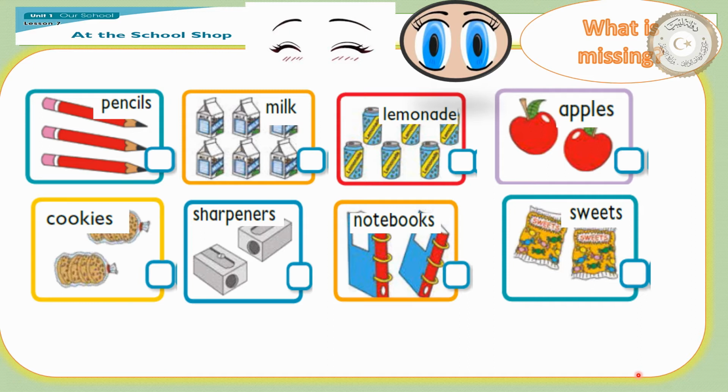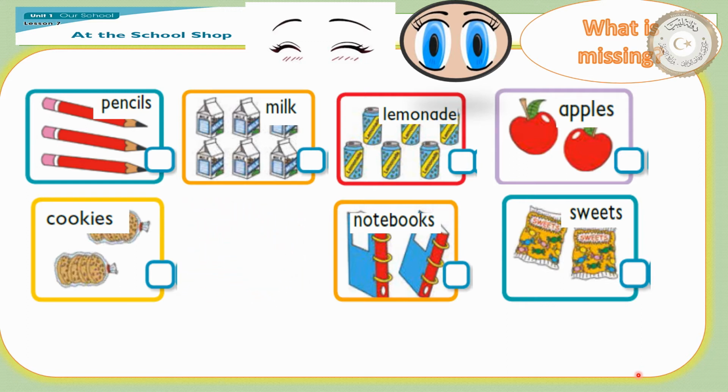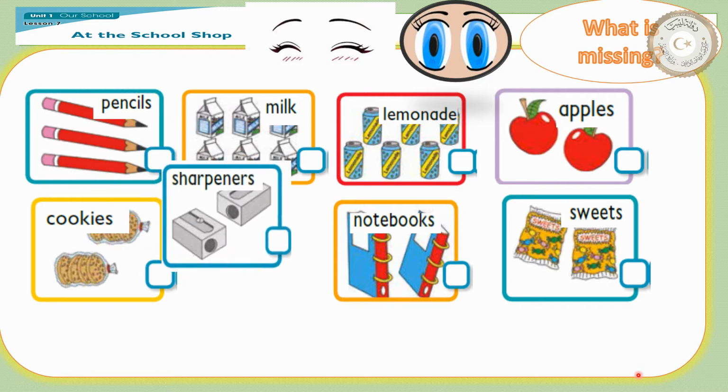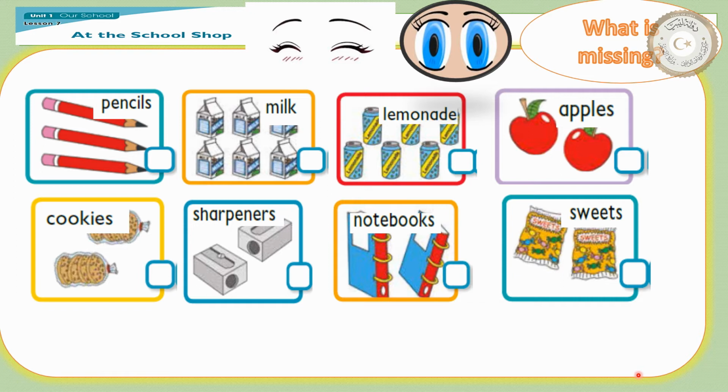Close your eyes. Rahaf, close your eyes, please. Okay. Now, open your eyes. What is missing? What's missing? Yes, what is it? Sharpeners. Excellent. It is sharpeners. So we have pencils, milk, lemonade, apples, cookies, sharpeners, notebook, and sweets.